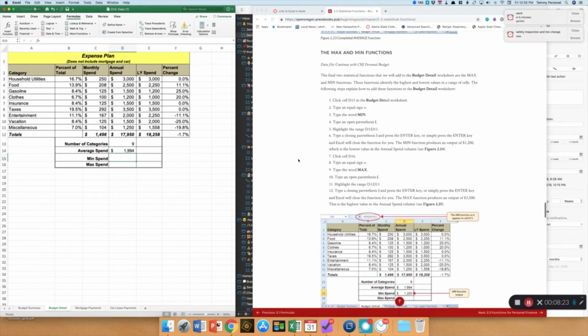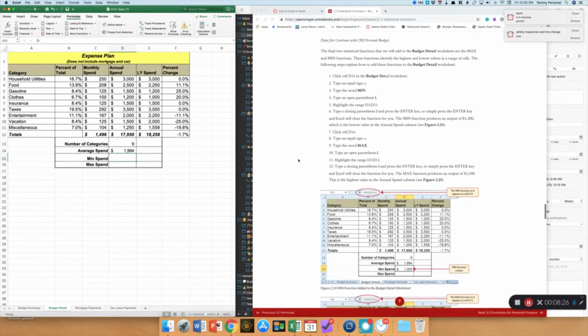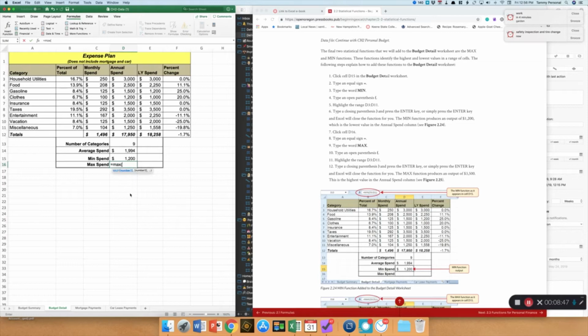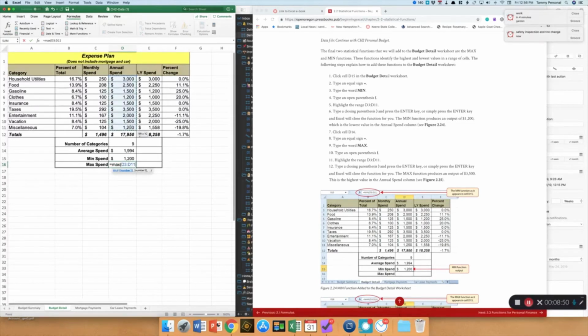Minimum and maximum are very similar to average, right? And we would have done this in Management 140 as part of our descriptive statistics, right? So min, it'll open a parenthesis for us. We select the range. Minimum is 1200, our maximum similarly. So what's the budget item that we spend the most on? Okay, it says $3,500, which is for taxes.